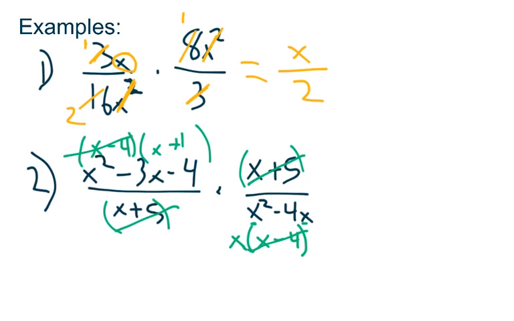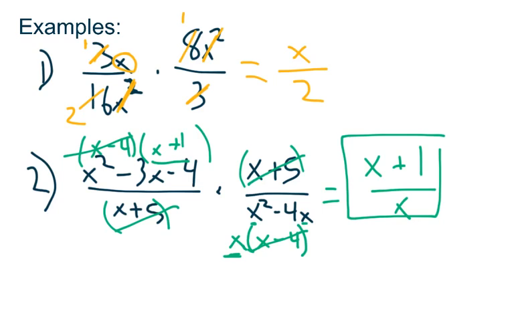And what I'm left with is this x in the denominator and an x plus 1 in the numerator. And so x plus 1 over x, and that's as far as we can take that one. So that's multiplying. And multiplying, it's the same thing as simplifying. It's longer and kind of cut in half because you're doing multiplication right there.